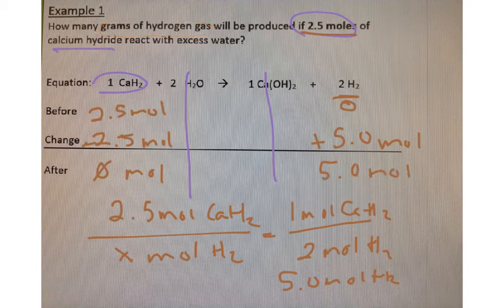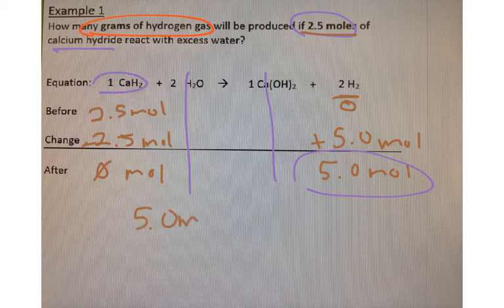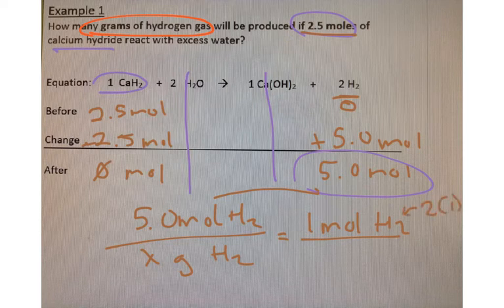But if I read the problem, it doesn't ask for moles, it asks for how many grams of hydrogen. So I need to convert my moles, which I produced 5 moles, into grams. So I'm going to set up a proportion just like we did during the mole unit. We've got 5 moles of hydrogen, and I need to figure out how many grams of hydrogen that is. So what am I going to do? I'm going to use the molar mass. Moles has to be on the top, just like for the previous unit. So it's going to be 1 mole of hydrogen is equal to the molar mass. Remember, we have 2 hydrogens, each with a mass of 1, so that would be 2.0 grams of hydrogen.